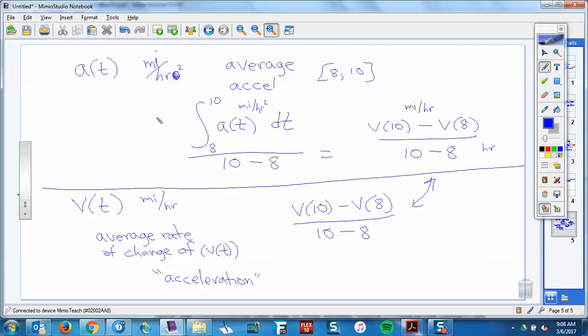So finding the average value of acceleration is the same thing as finding the average rate of change of velocity, because they're both finding acceleration. Okay, they're both finding average acceleration.